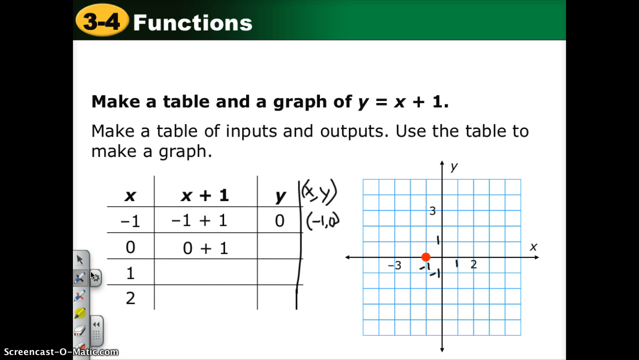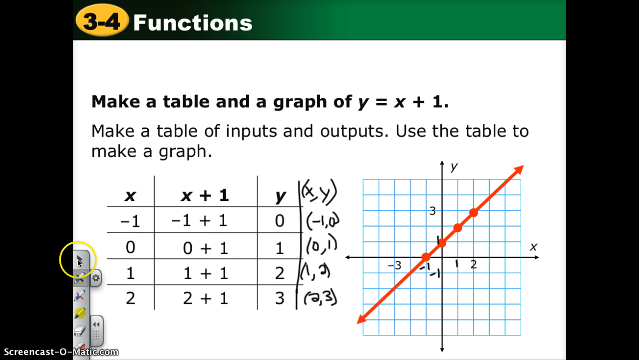Let's look at our next point. 0 plus 1 is 1. So our ordered pair is 0, 1. Second point's on the graph. Third point, 1 plus 1 is 2. So we're going to graph 1, 2. Fourth point, 2 plus 1 is 3, 2, 3. You should start to notice a pattern, and if it's a function, it should be in a straight line most often.